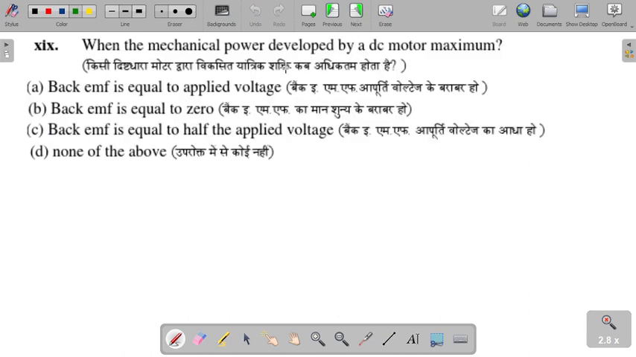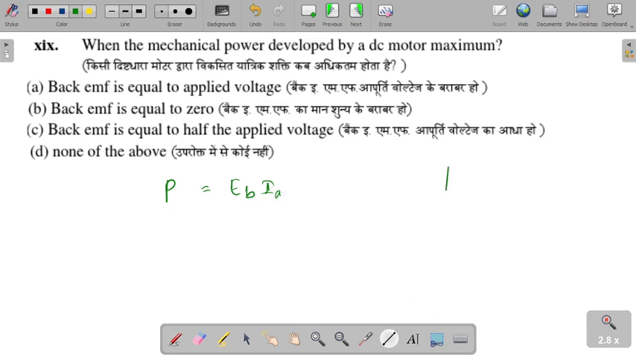When the mechanical power developed by a DC motor is maximum, then what should be the back EMF? Back EMF is equal to the applied voltage. Back EMF is equal to 0. Back EMF is equal to half the applied voltage. None of the above. We know in case of DC motor, the mechanical power is EB into IA.